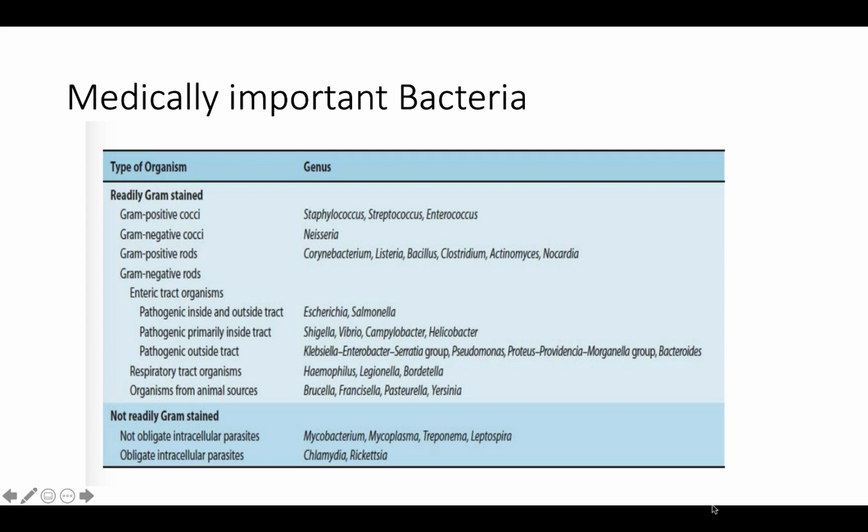Then, or before that, we talk about respiratory tract organisms: Haemophilus influenzae, Legionella, and Bordetella, which causes pertussis. Then, maybe if we have time, inshallah, we'll talk at least about Brucella and Yersinia, the ones that come from animal sources, the zoonotics. Then we talk about the ones that do not stain with a gram stain. We will talk about at least Mycobacterium and Mycoplasma, and just mention Chlamydia and Rickettsia, that they are obligate intracellular organisms. So this table basically gives you the course.